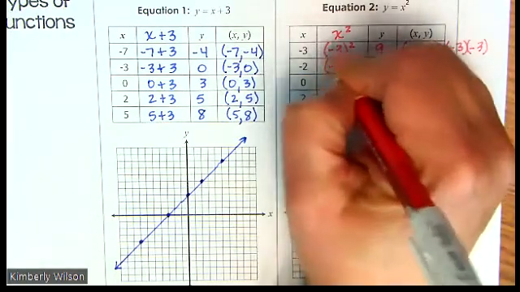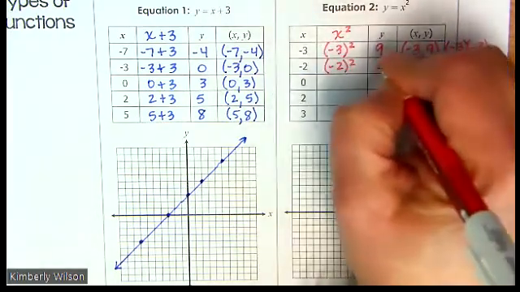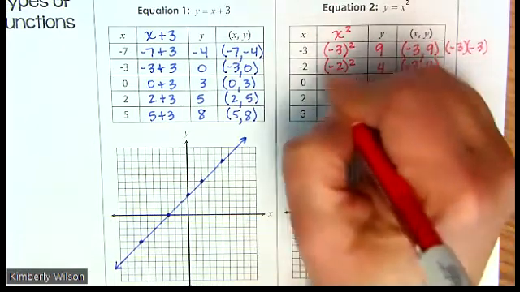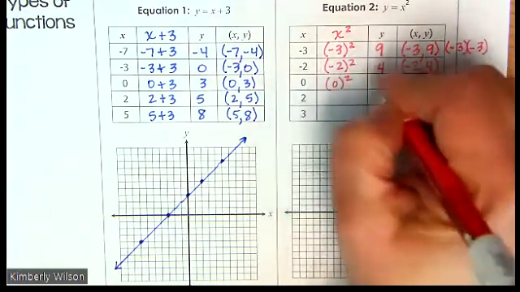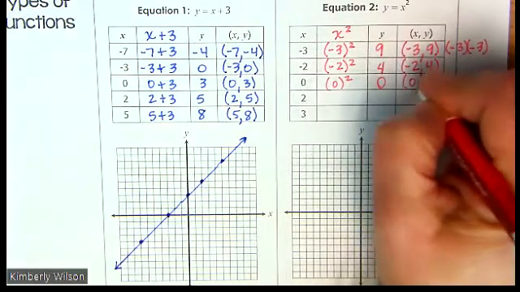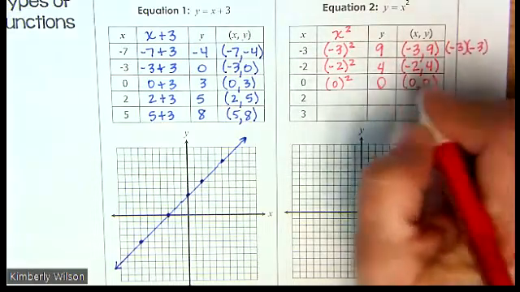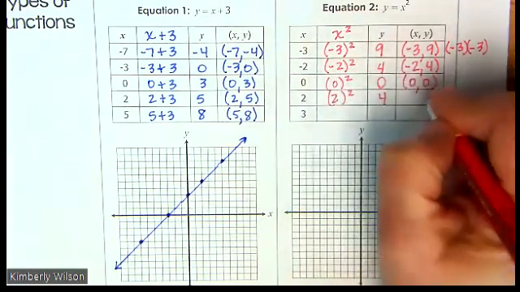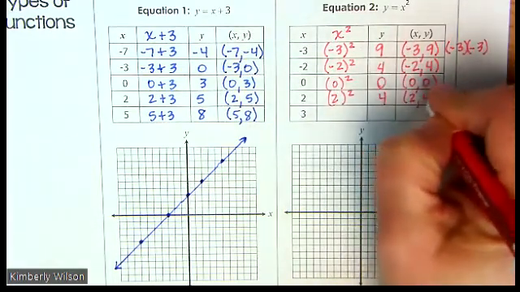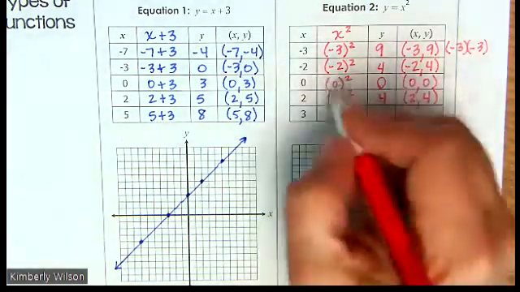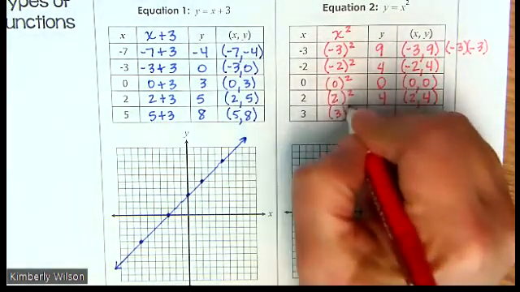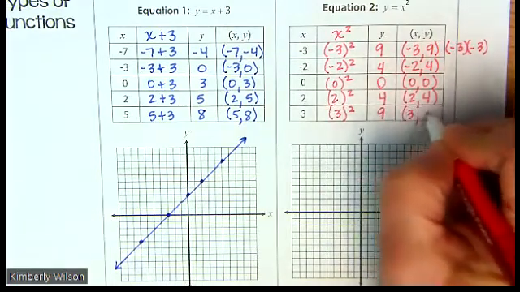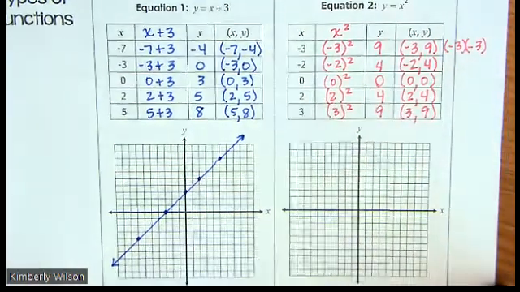Okay, so then we have -2 squared, which is 4. So then we have -2, 4. Then we have 0 squared, which is 0. So it's 0, 0. Then we have 2 squared, which is 4. So this is 2, 4. Notice it looks like these numbers are starting to repeat. 3 squared is 9, so this is 3, 9. So this shape might be a little different.